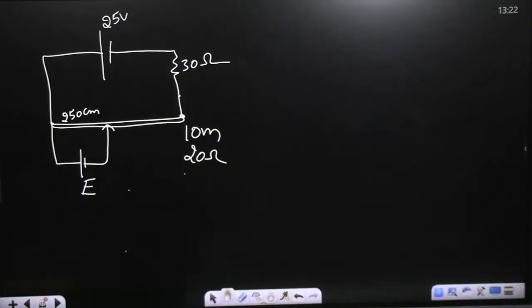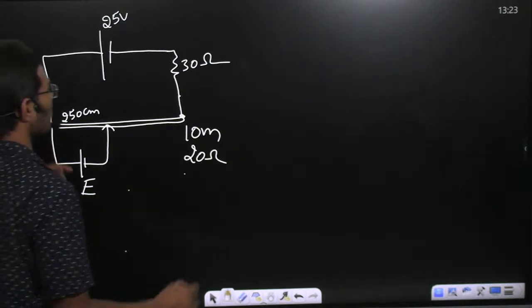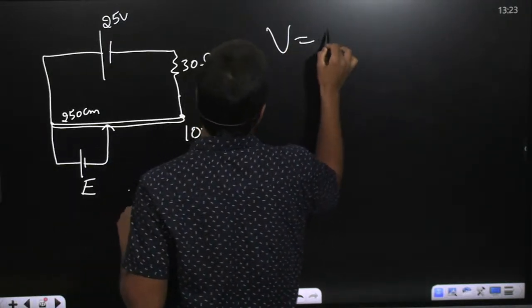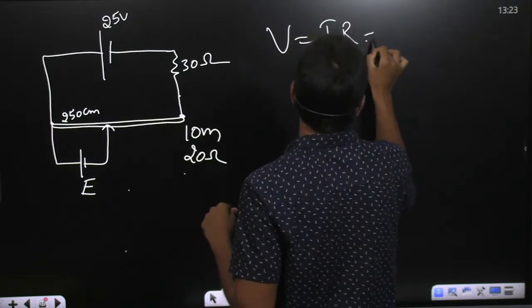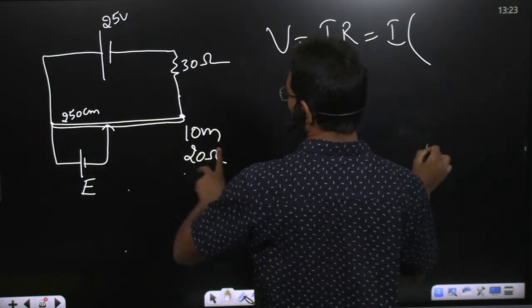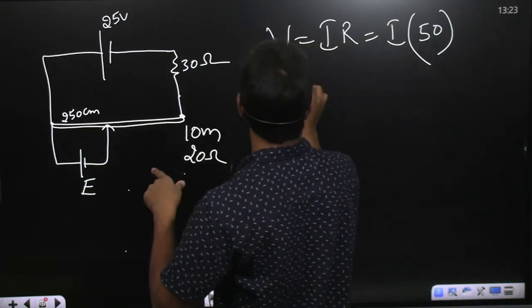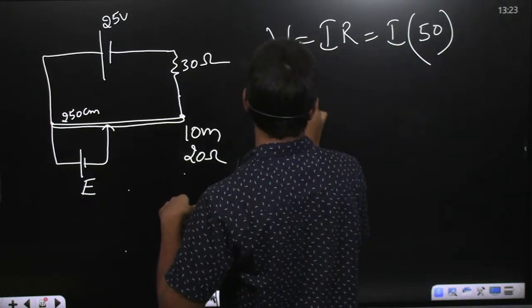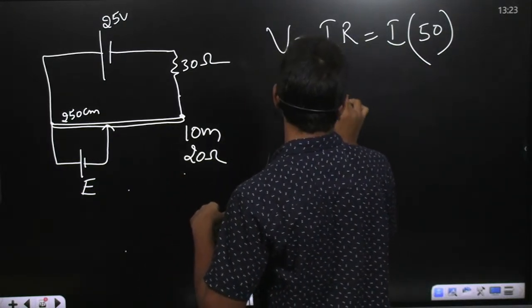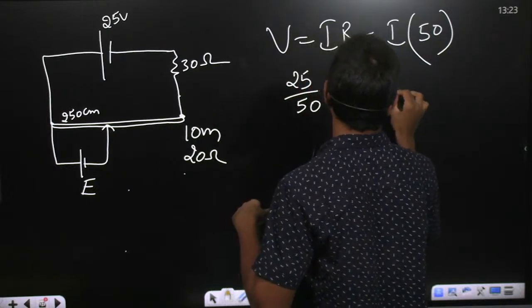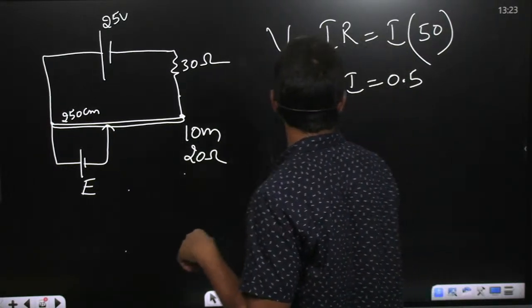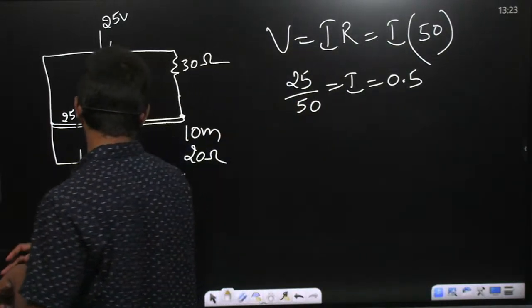First, let us try to find the current in the circuit. V equals IR, so I into R1 plus R2, 20 plus 30, 50, is equal to V, 25. 25 by 50, I equals 0.5. So we got I as 0.5.